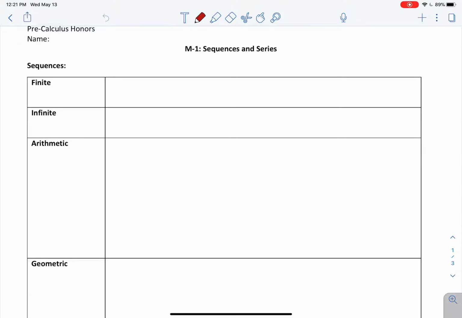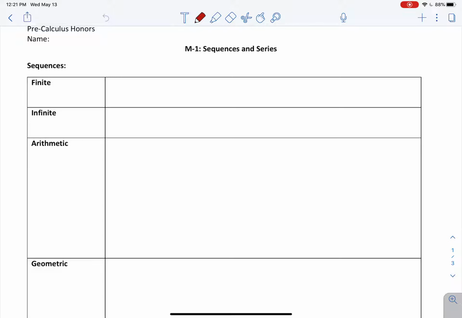Right, so I'm just going to do a quick overview of sequences and series. So you had the packet last week that you read through. You did some problems with it. I'm just going to go over some of the main points from it, and do a few practice problems. So you have this as an extra resource as well.